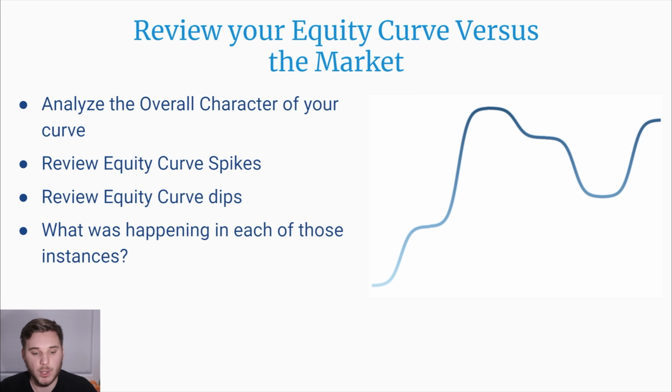You really want to optimize for a nice straight line and not give too much back during corrections. Also, you want to review any time where your equity curve really spikes because that could point you to a setup that's really optimal for your trading style. So definitely try to optimize that as much as possible. And when you're reviewing these equity curve spikes and dips, as I said, you basically want to ask yourself, what was happening in each of these instances?